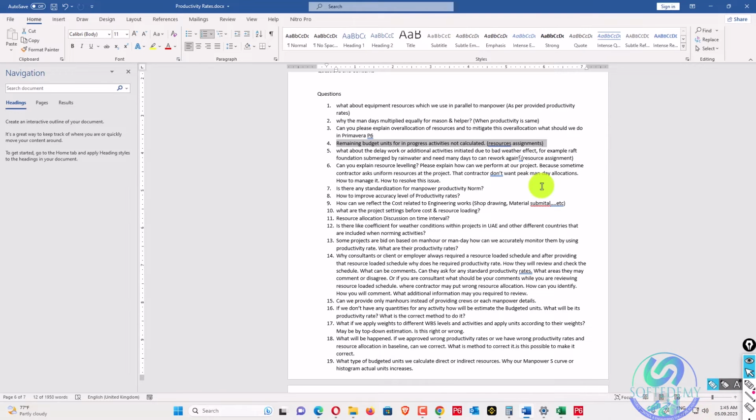So there are two types of S curve. One is backloaded, one is front loaded. So maybe if you consider a backloaded one, there may be some peaks where you require higher resource allocation. So how can you perform resource leveling, because at that stage the contractor does not want to deploy that manpower?